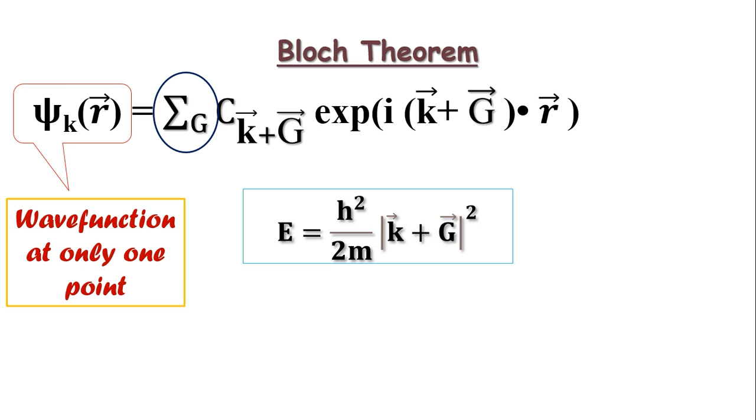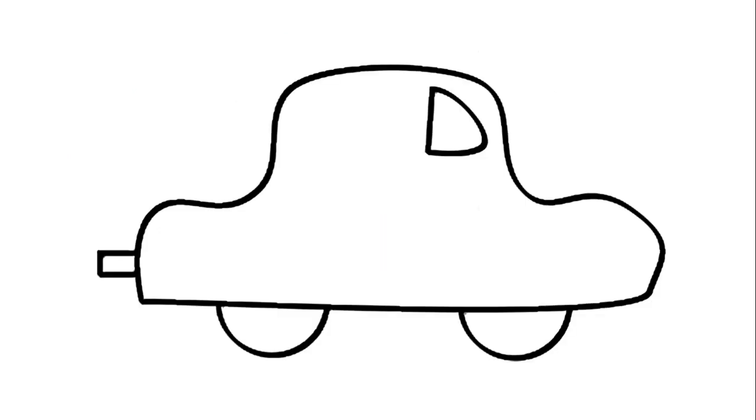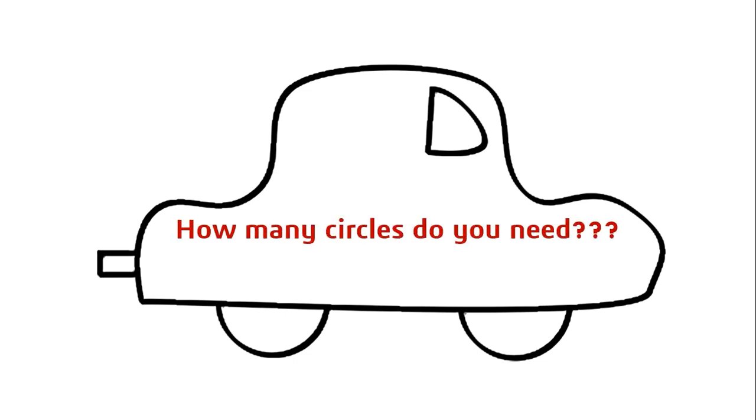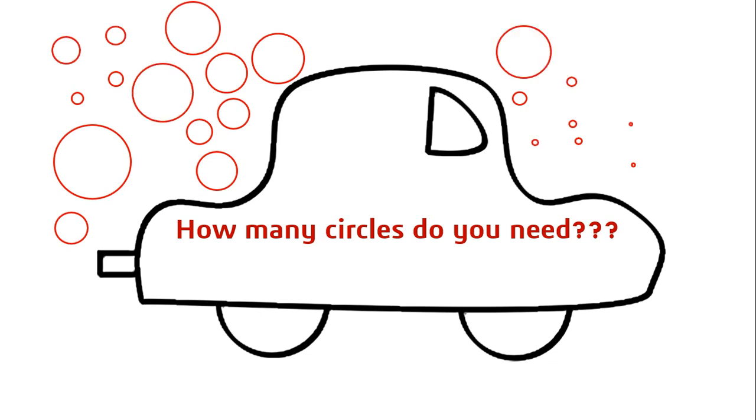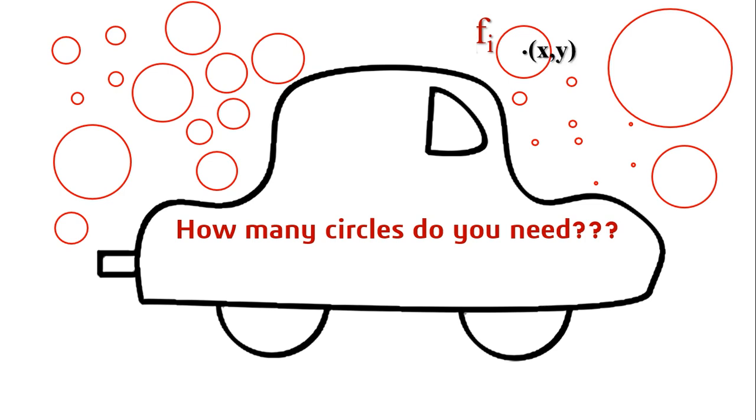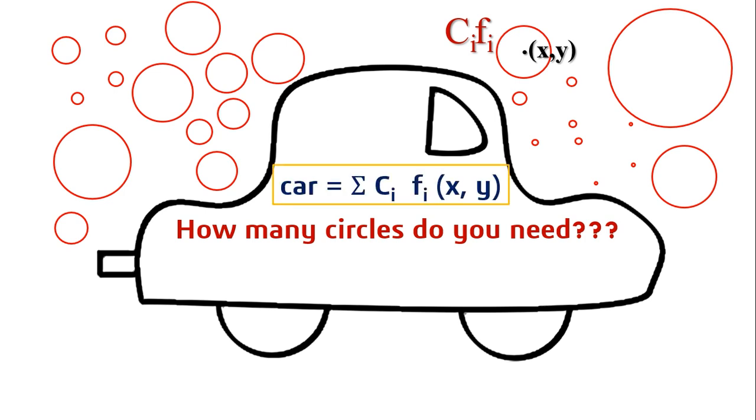But let's pause here and get back to our car example again. How many types of circle are needed to describe this car properly? Tell me. For sure, the complexity and the detailing of the car gets better as I use more and more circles. Now, if I label each circle as a function f_i, then the shape of the car can be described as a sum of circles, the centers of which are determined by some coordinates x, y, and the size of which can be varied by the coefficient c_i. In the language of mathematics, it becomes car = summation over i of c_i f_i(x,y).